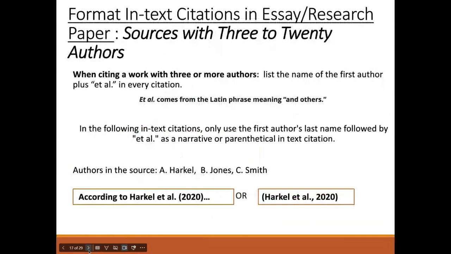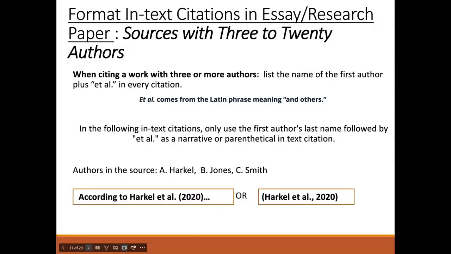So how do we format sources that have 3 to 20 authors? We're not going to mention all three, or all the way to 20 authors. We're not mentioning all of them.